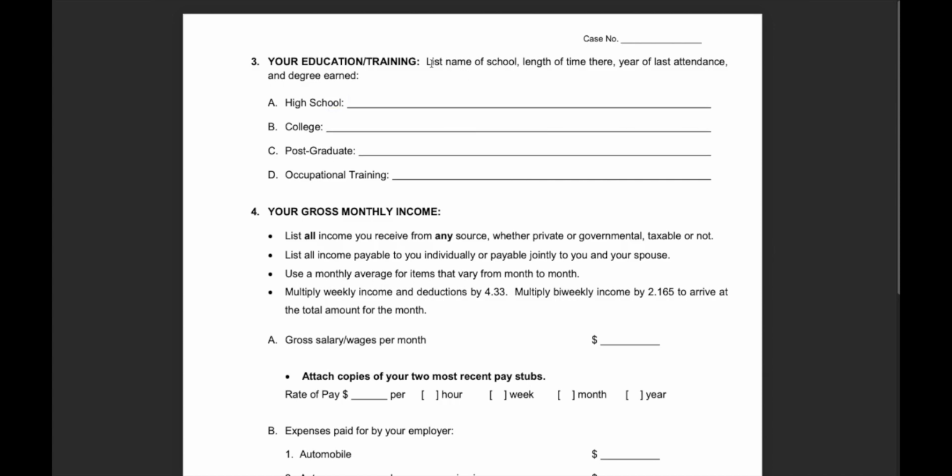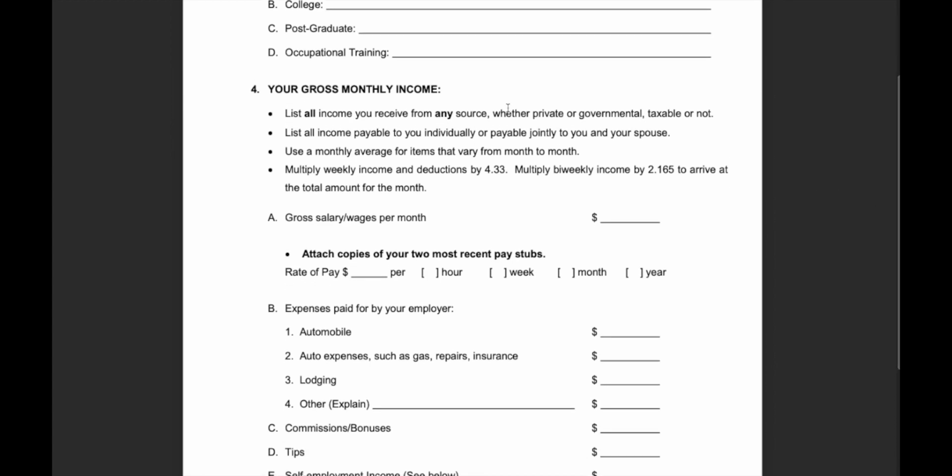Your education and training. So list name of school, length and time you were there, year of last attendance, and degree earned. So high school, obviously where you went to high school. And if you didn't end up graduating high school and obtained a GED, please indicate that as well as the year that you obtained your degree. College, so if you have gone to college, please feel free to list the college and what you went for and the year you graduated. If you haven't gone to college or received any postgraduate or occupational training, please indicate not applicable as explained above.